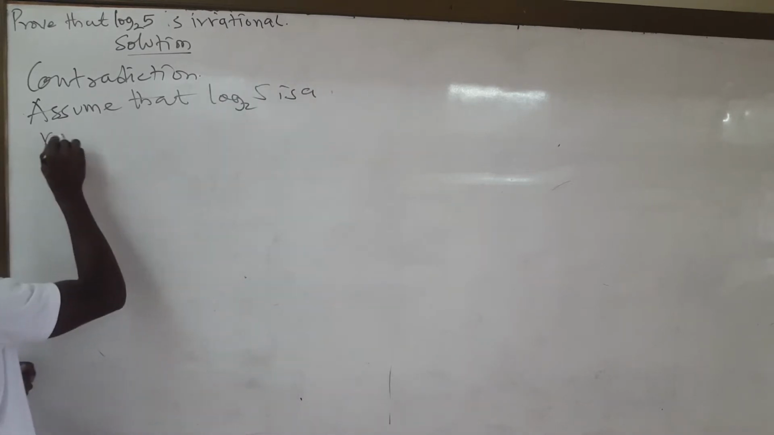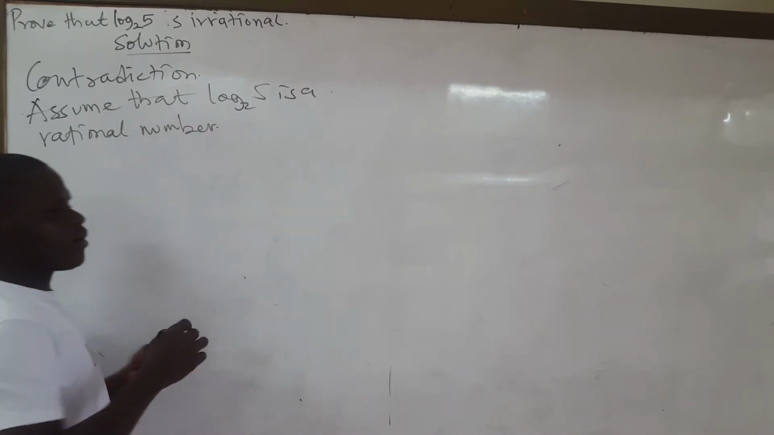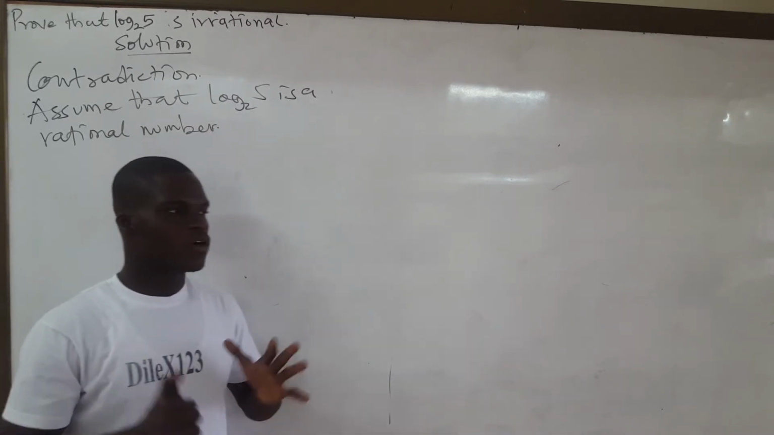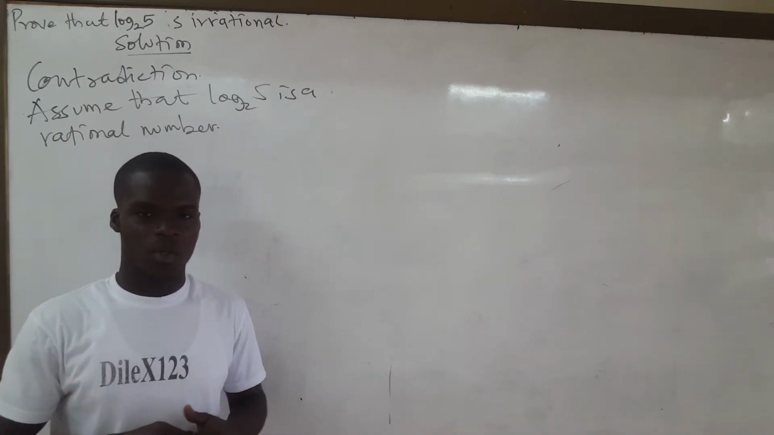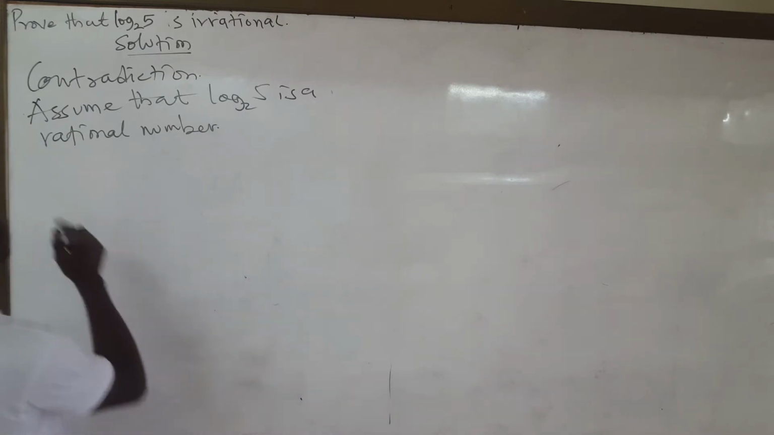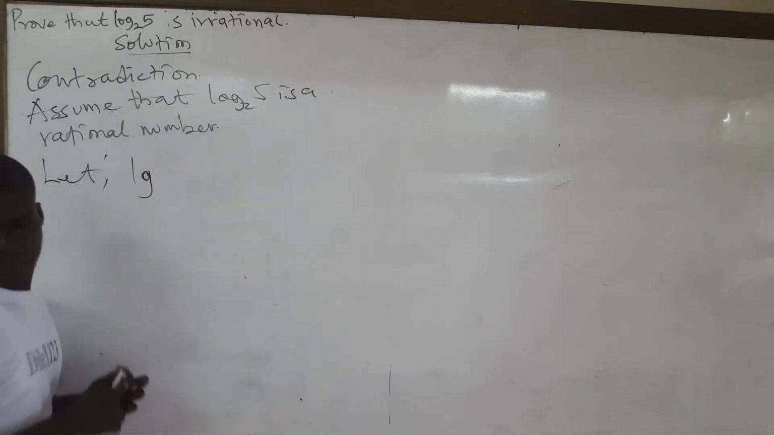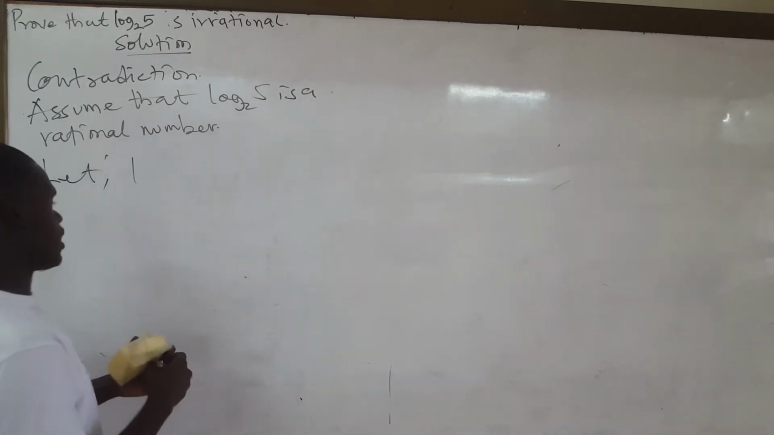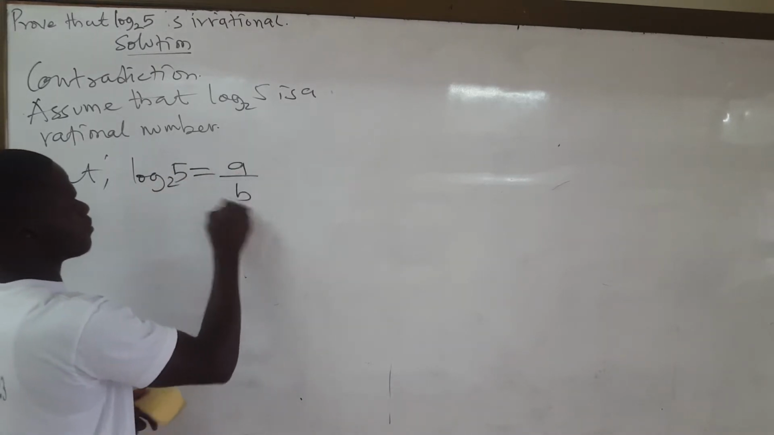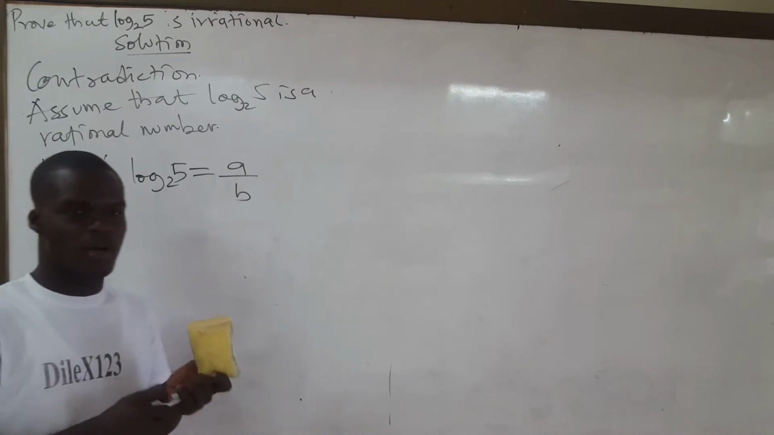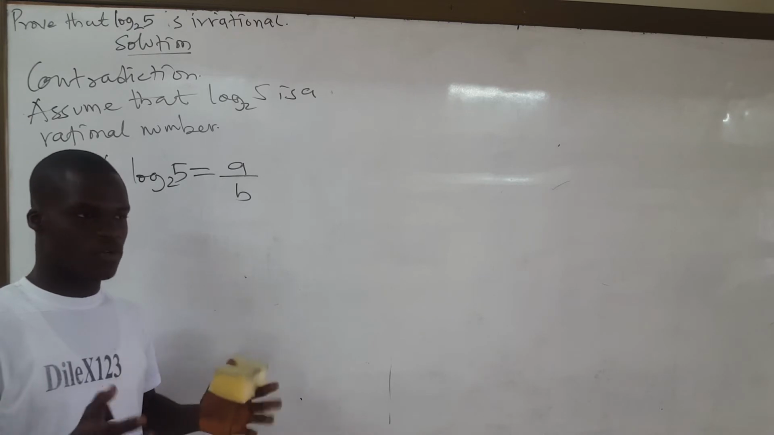Let me write that. It's a rational number. Now if log 5 base 2 is a rational number, it means it can be written in the form of a fraction, because all rational numbers can be written as fractions. Then we let log 5 base 2 be equal to a over b. The reason we can equate this to a over b is that it's a rational number, and so it can be written in the form of a fraction.